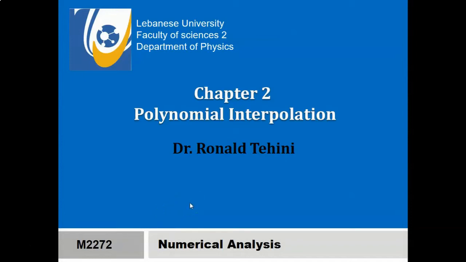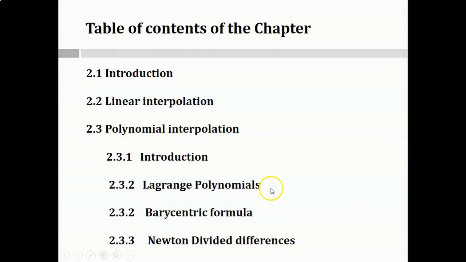So in this chapter, we will discuss polynomial interpolation, or how to construct an interpolation polynomial for a given set of points. First, I will introduce the table of contents of the chapter. After introducing the interpolation problem, we will introduce linear interpolation, then polynomial interpolation, and I will present the Lagrange polynomial, which permits constructing the interpolation polynomial in a simple way, then efficient algorithms for the Lagrange polynomial using the barycentric formula or the Newton divided differences.